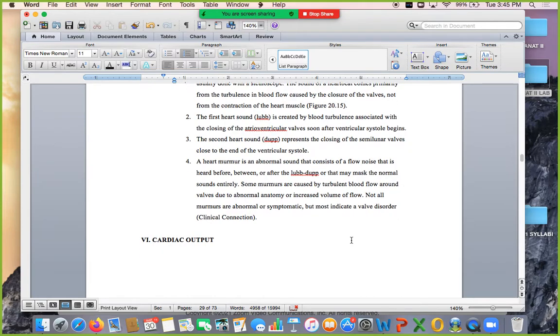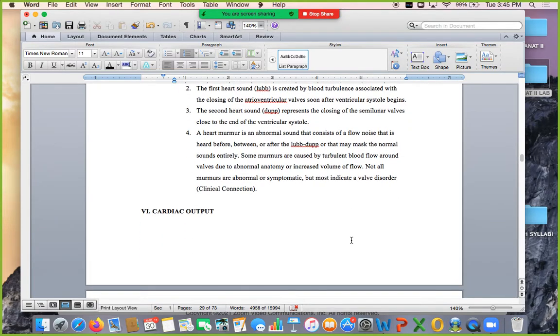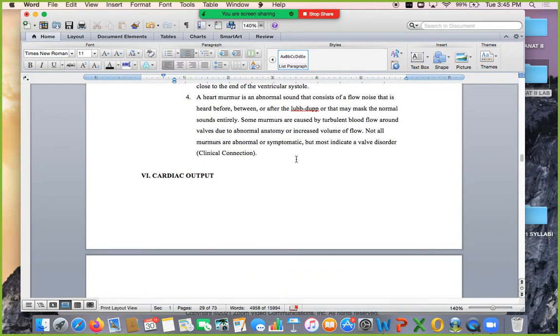We talked about heart sounds. So we have the lub-dub, lub-dub, and if we had an abnormal heart sound, we might have something like a heart murmur, so that we have a weird flow noise that might happen before or after that lub-dub sound.